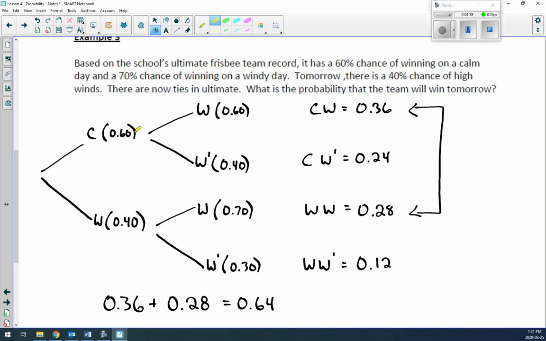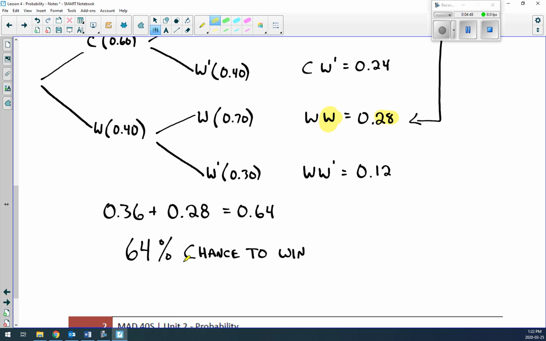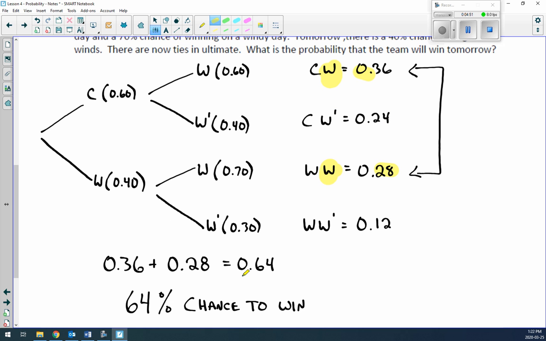Then we just multiply across. Calm and win, multiply those two, we end up with 0.36. Calm and loss, or not a win, 0.24. Windy and a win, 0.28. Windy and a loss, or not a win, is 0.12. What is the probability the team will win tomorrow? You have to look at where the wins are. The wins are right there and right there. So we take the two of them, 0.36 and 0.28, and add them together, so 0.64. There's a 64% chance they will win. That's based on a tree diagram. Okay, so that is the last lesson of this unit. Look for more stuff coming up.